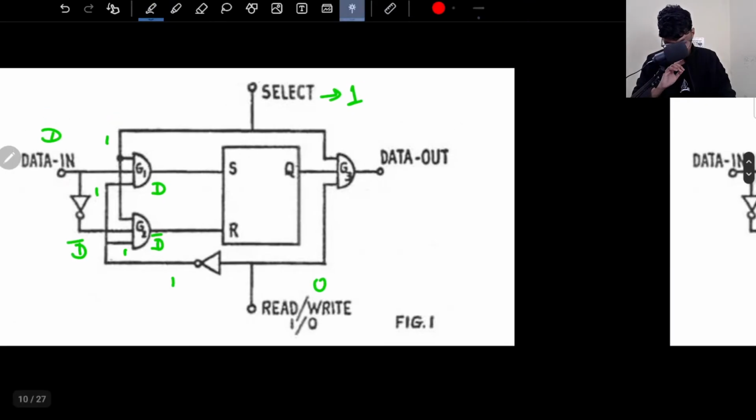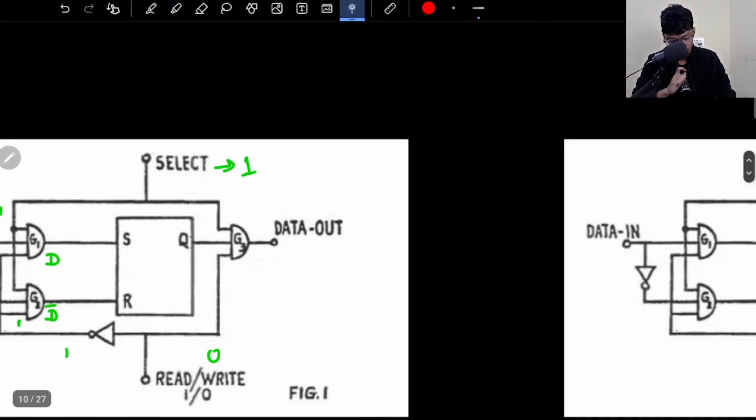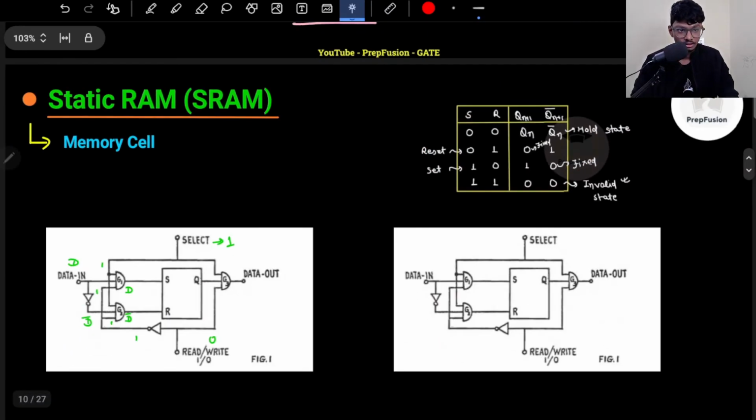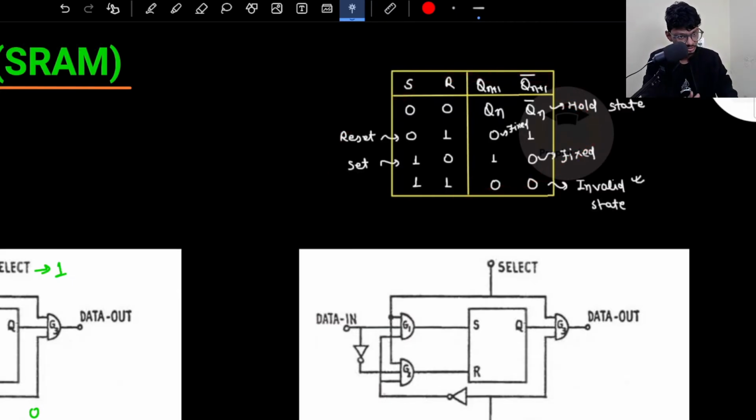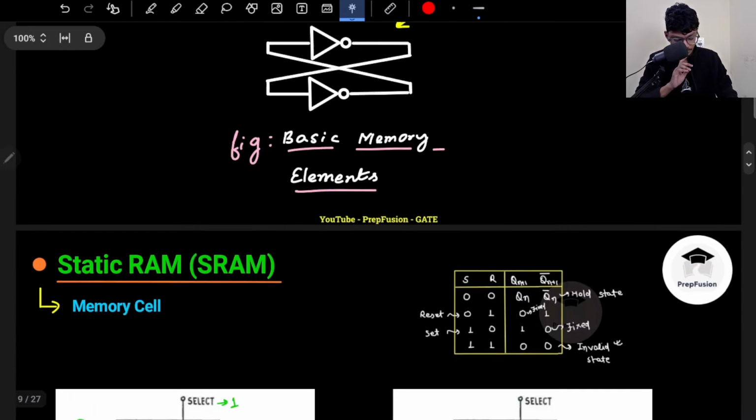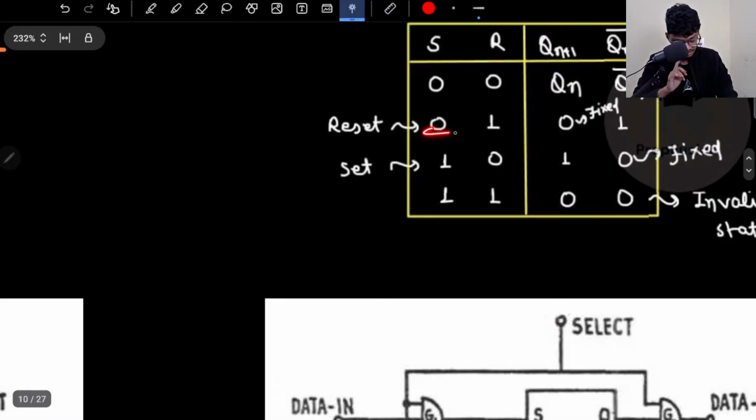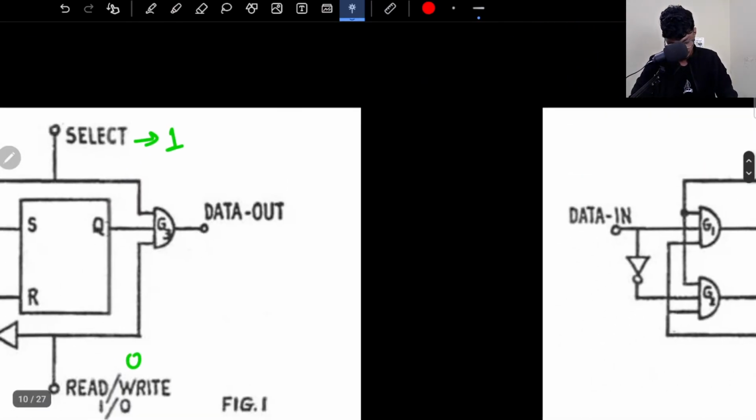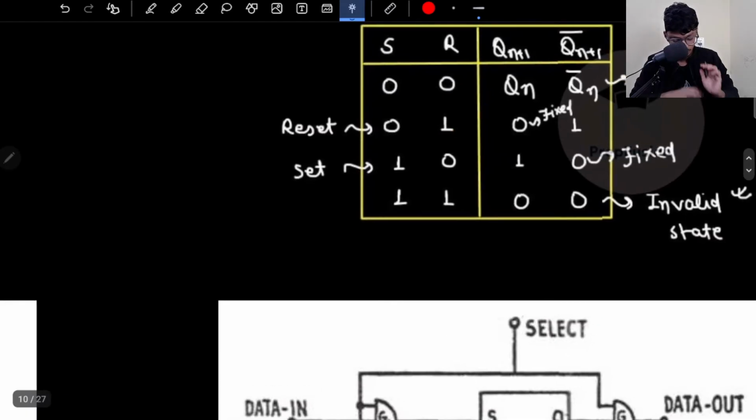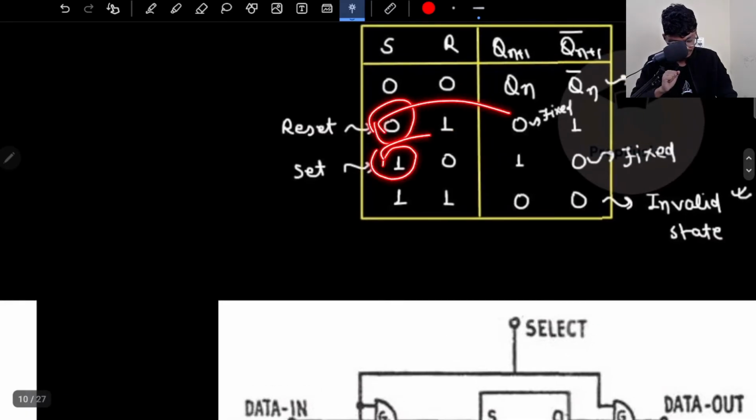Now if this is D and D bar, what do we know? This is one of the ways we can make an SR flip flop. We can make it differently as well, and the truth table will be different. I am just discussing the truth table which has this type of configuration. Here this is D, this is D bar, this is S, this is R. If it is toggling, I will always store the S value. Whatever is the S value, I will store it here.